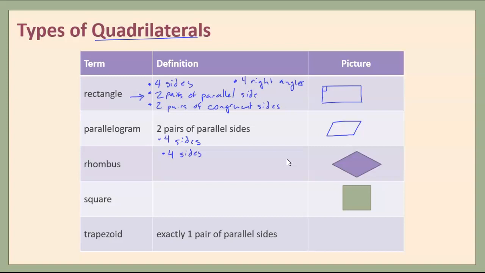What else do we know about rhombuses? Have you ever seen these before? So rhombuses have the same length on each side. All of those sides are the same length. But these angles obviously are not the same because these ones look acute and these ones look obtuse. So they don't have the same angles, but they have 4 congruent sides.